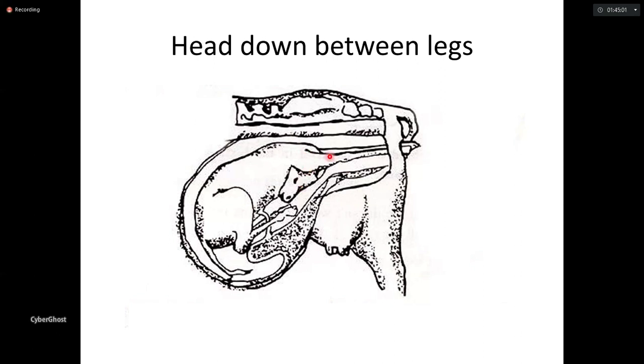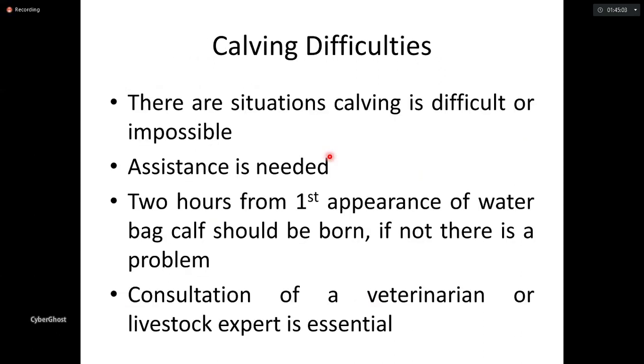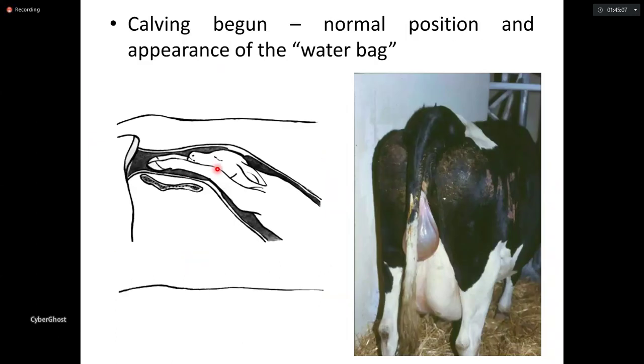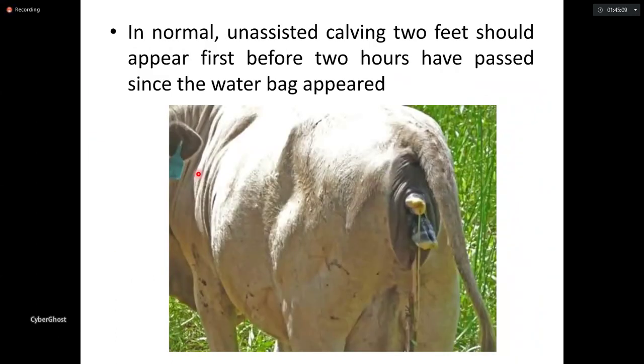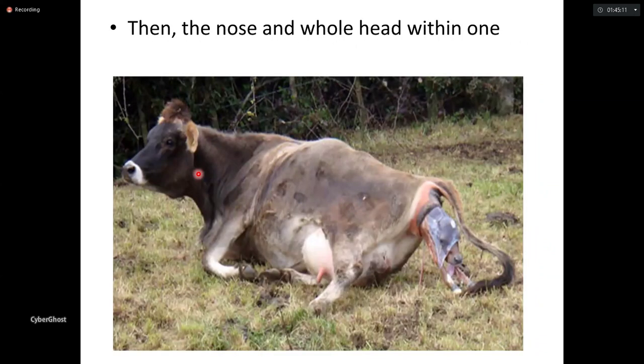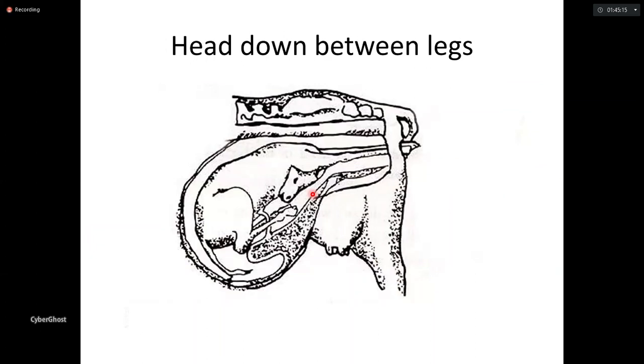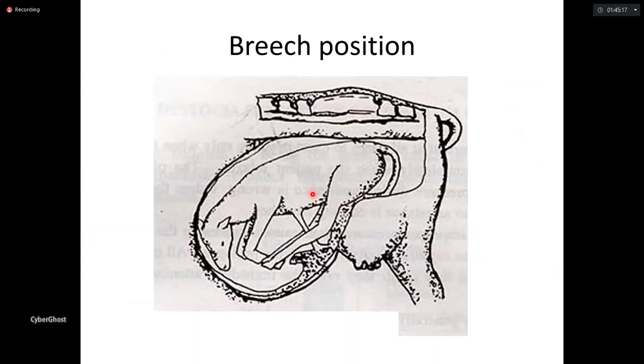It should be like this, right? If you can remember, this is the normal position. You can see the normal position over here. But here you can see it is the bent head. So this is one of the issues. Maybe like this. So it is not turned into the birth position.